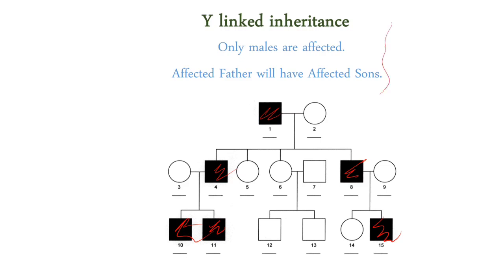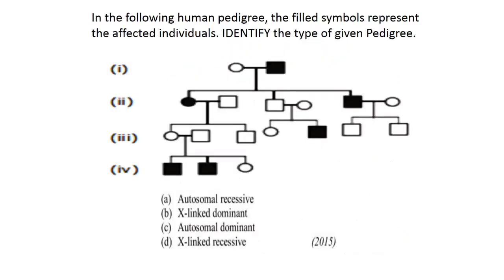Now let's apply them to a previous year question. The question is from 2015. It says that a human pedigree is given and the filled symbols represent the affected individuals. We have to identify the given pedigree.